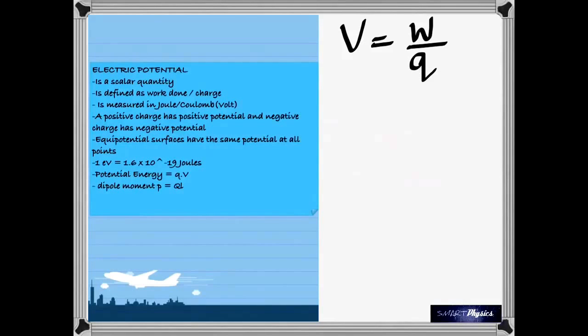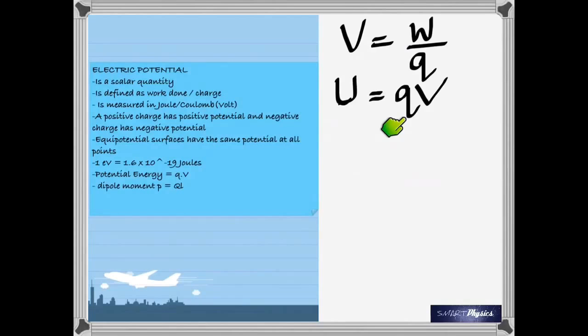Potential difference is work over charge, where work is measured in joules, charge is in coulombs, and voltage or potential is in volts. Potential energy, measured in joules, is the product of charge and voltage. Charge is in coulombs, potential is in volts.